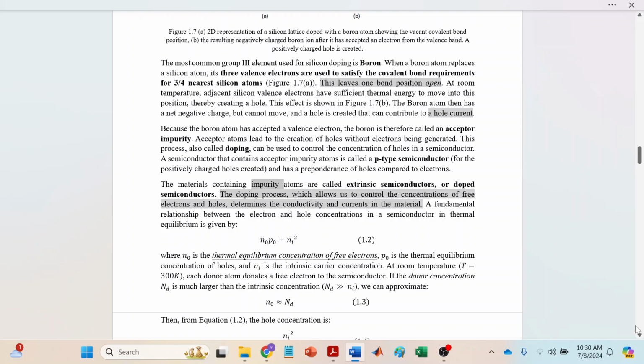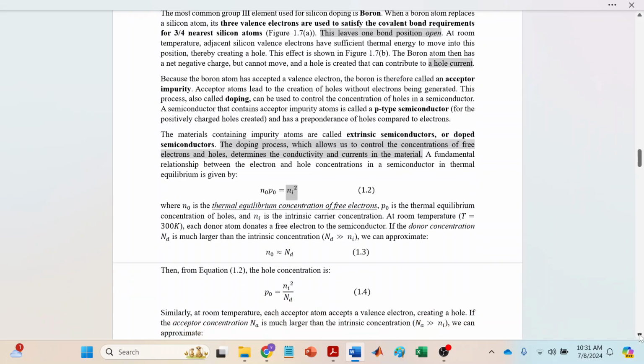So the equation that specifies the relationship between the electron and hole concentration in a semiconductor material that is in thermal equilibrium is given by this equation, where N naught is the thermal equilibrium concentration of free electrons, P naught is the thermal equilibrium concentration of holes, and Ni is the intrinsic carrier concentration in the semiconductor material.